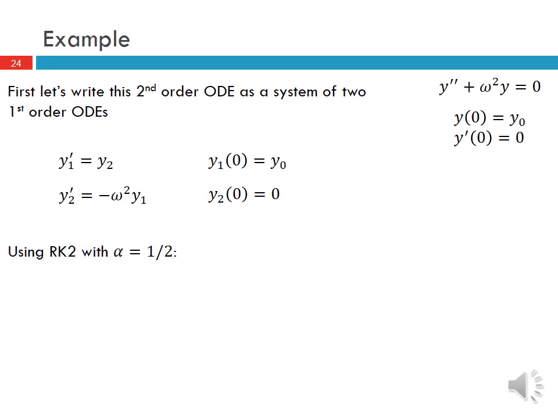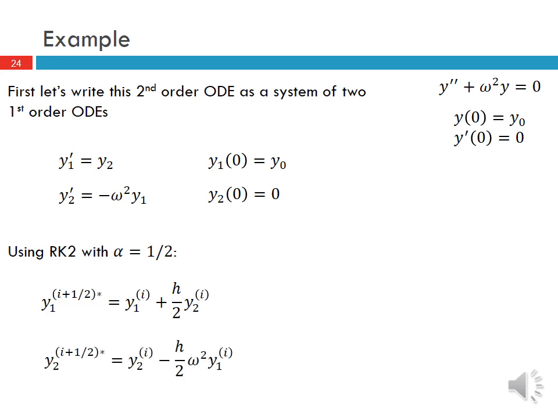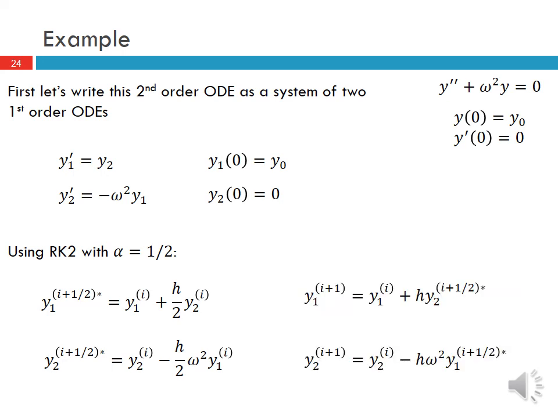So using RK2 with alpha equal to a half, we can use the predictor corrector format. So this is our first equation, the predictor part. This is the second equation, the predictor part. And then we get the first equation, the corrector, and the second equation, the corrector. And we can also use the RK4 method to advance similarly to find the values for both y1 and y2 at each time step.